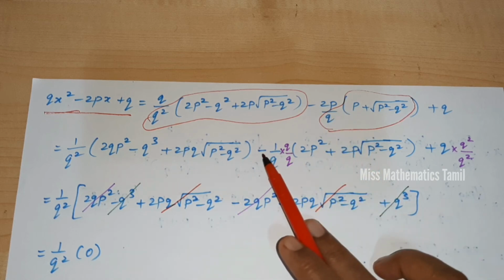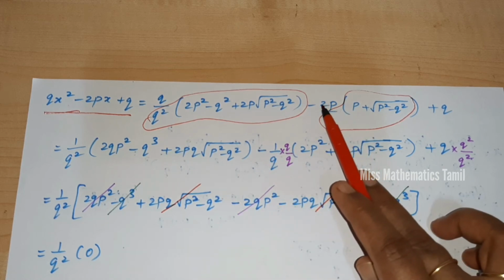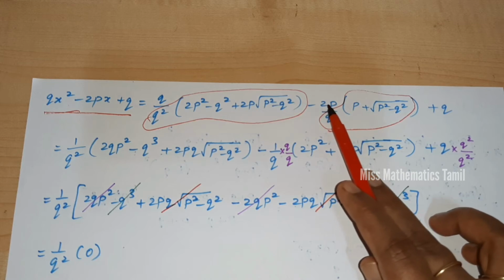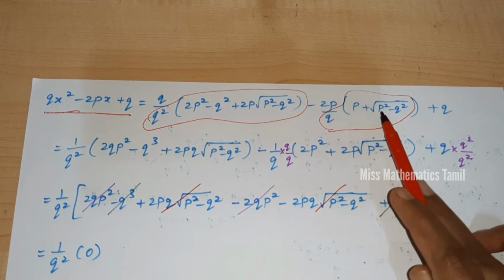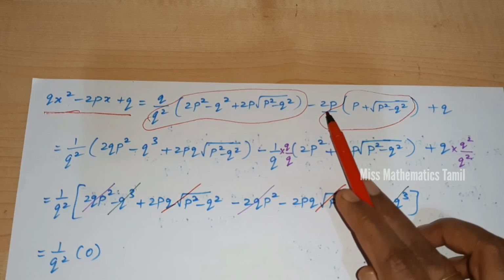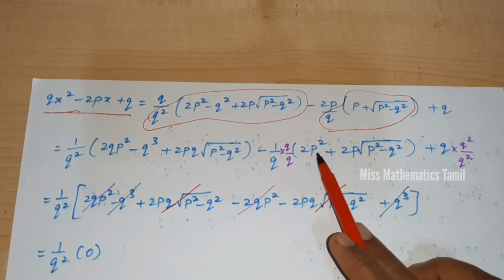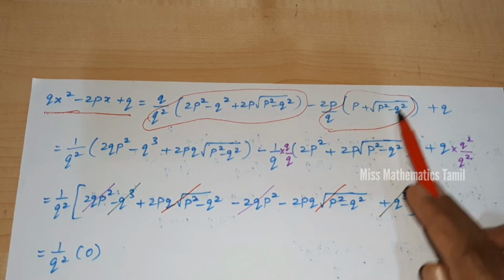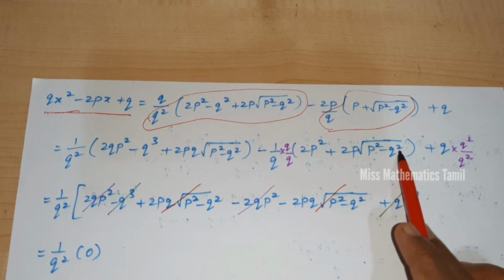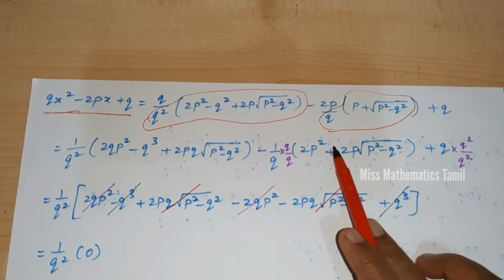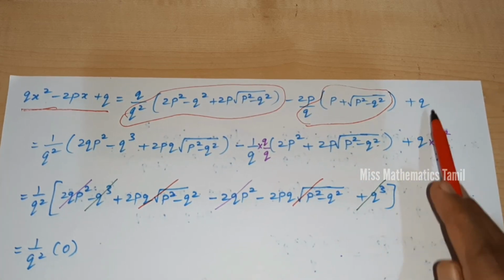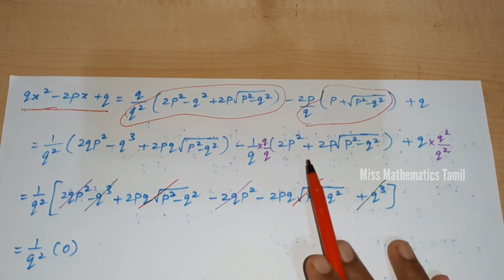Same thing I am doing here also. The numerator 2p is there, right? So we have to multiply 2p to inside this bracket. So 2p into p, 2p square plus 2p into root of p square minus q square. Understood? Next step, plus q is there.